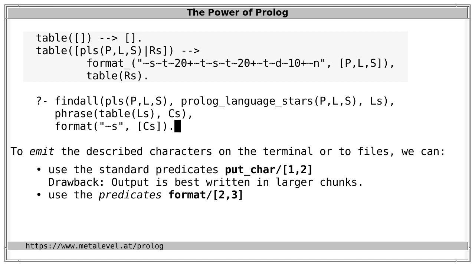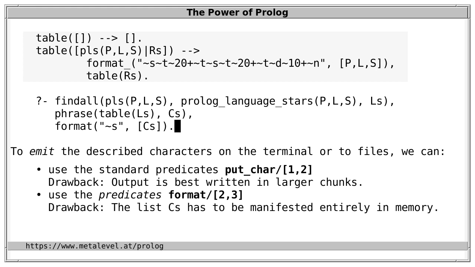So that's a better way to write this because it writes many more characters at once. However, it also has a drawback, namely the list Cs must be manifested entirely in memory. So if we want to emit a very large table, then this could be a problem, because we may run out of memory when the table is generated as a list of characters before it's even written.